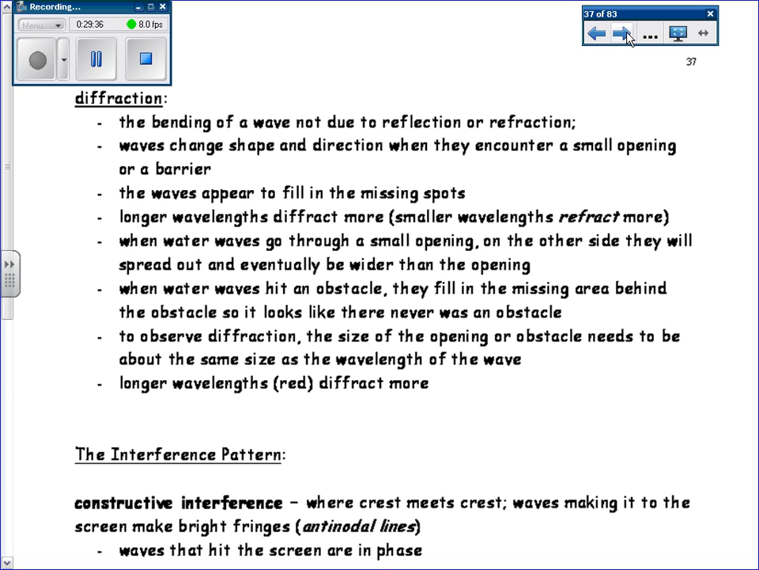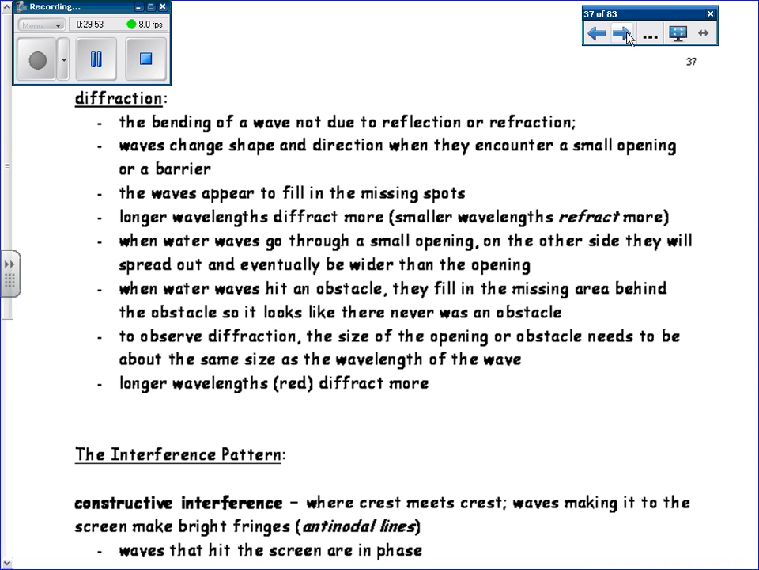So, here I've got the stuff about diffraction. This is just the definition of diffraction. It's the bending of a wave not due to reflection or refraction. The waves change shape and direction when they encounter a small opening or a barrier, so they change their shape or which way they're going. They appear to fill in the missing spots.